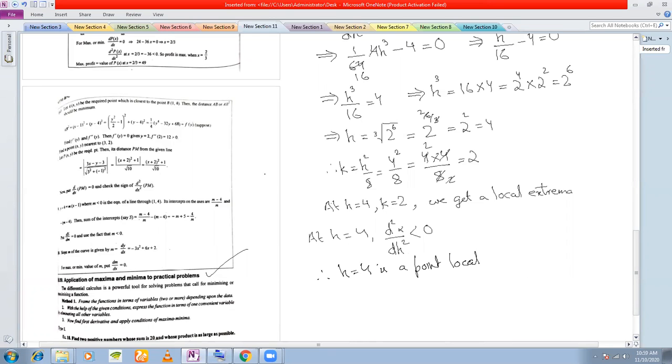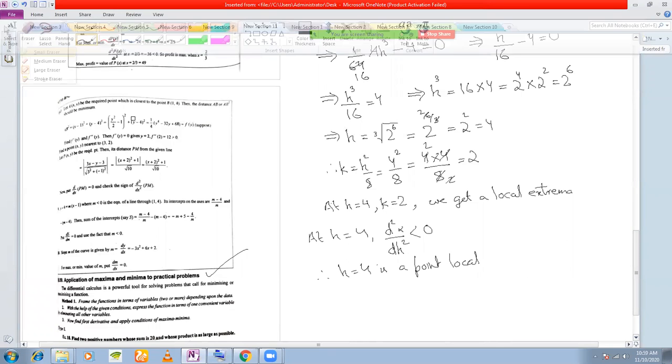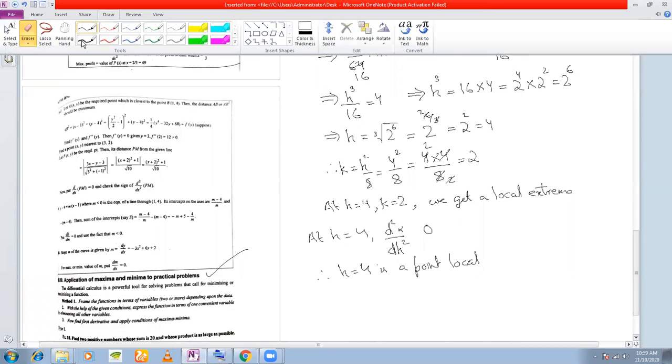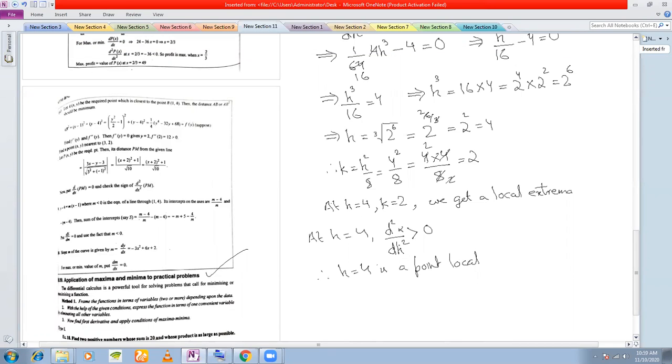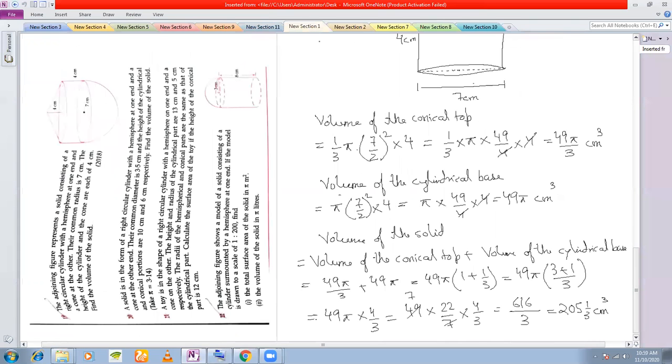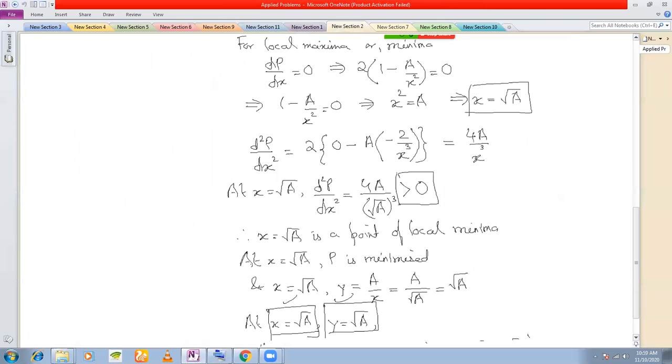local, no, in fact, greater than 0. Sorry, this should be greater than 0, not less than 0. Because we are talking about minimum, right? We're talking about minima. The second derivative has to be positive. So at h is equal to 4, this is a point of local minima. And therefore, the required point is 4, comma 2. So we have got our answer. Okay. Do you understand this problem?